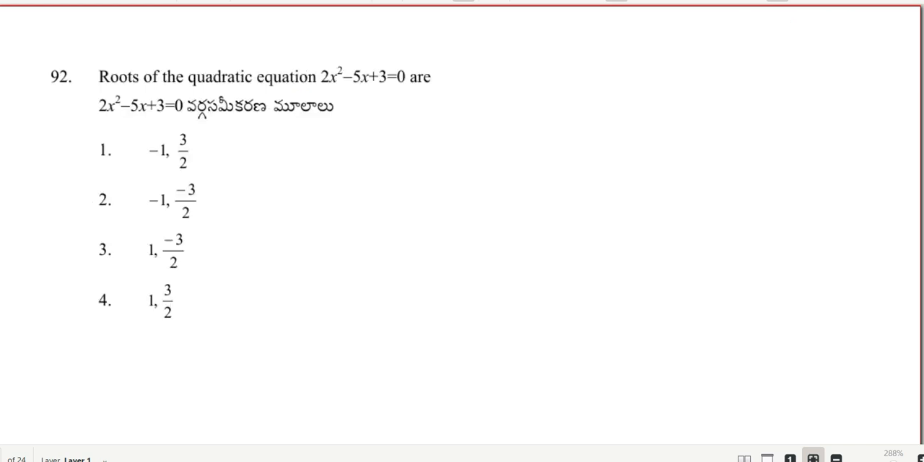Now let us go to the next question. The roots of this quadratic equation 2x square minus 5x plus 3 is equal to 0 are. Okay, we are given a quadratic equation, 2x square minus 5x plus 3 is equal to 0. By using the splitting middle term method, I'm going to factorize it. 2x square minus 3x minus 2x plus 3 is equal to 0.